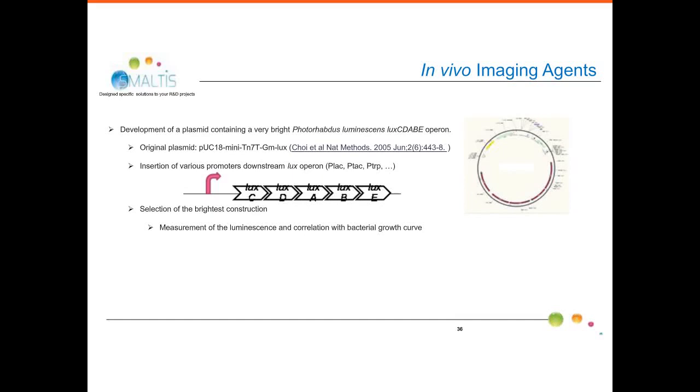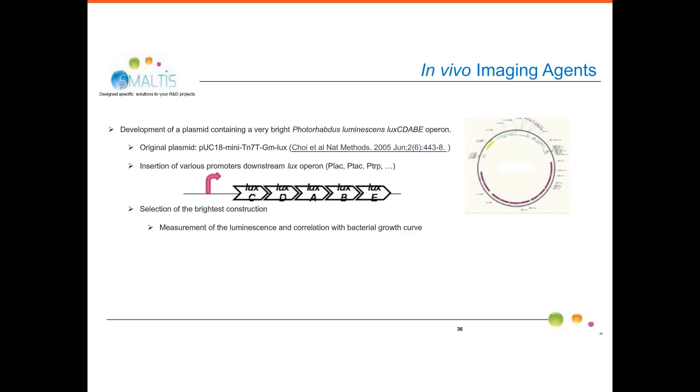To construct these bioluminescent bacteria, we have developed a specific plasmid containing a very bright Photorhabdus luminescens lux operon from the original plasmid described by Choi et al. in 2005. From this construction, we have cloned different promoters, such as the PElac promoter or the PEtac promoter, downstream of the lux operon, in order to constitutively overexpress the lux operon.